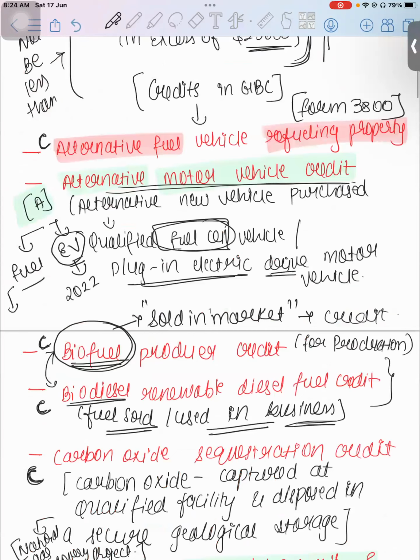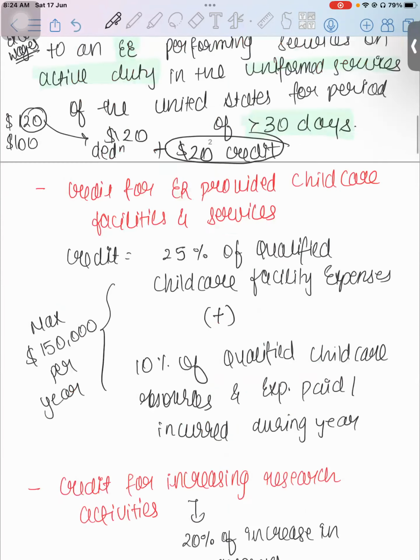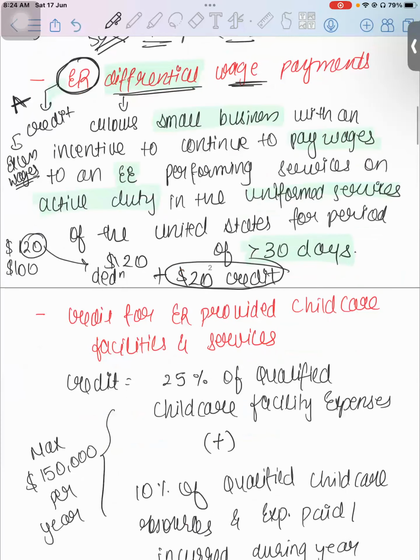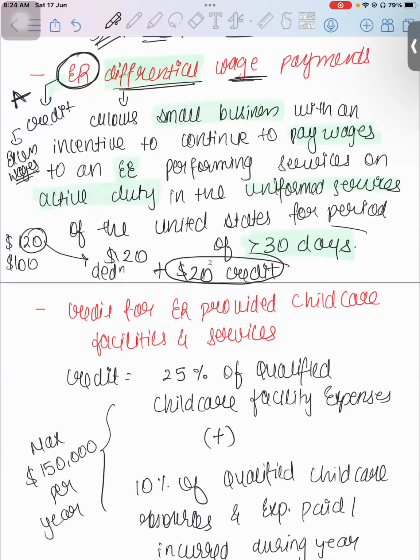So here you can see this employer differential wage payment. Whatever is the excess wages which you are paying, you can get the credit for that. The only condition is it should be paid for more than 30 days. It should not be that the employee worked at that location for just 15 days and then was transferred to another location. For that particular employee, the credit will not be allowed.